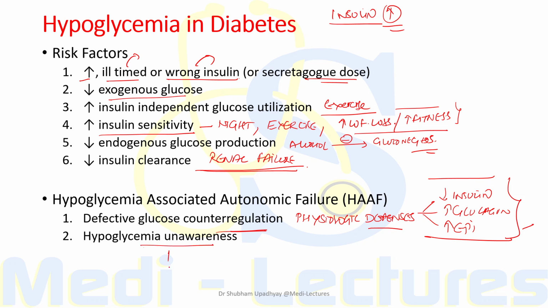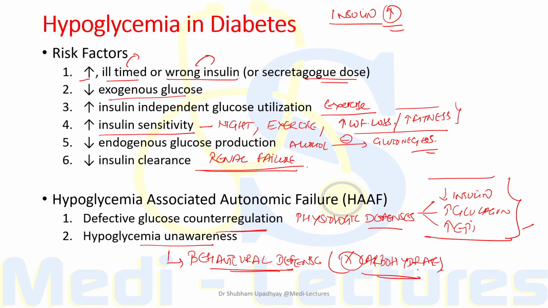These include loss of behavioral defense. That patient is not having hunger and cholinergic symptoms, so is unable to take the carbohydrates. So this becomes a very dangerous situation. We'll discuss it in detail.